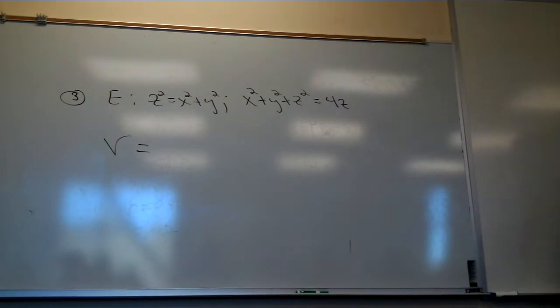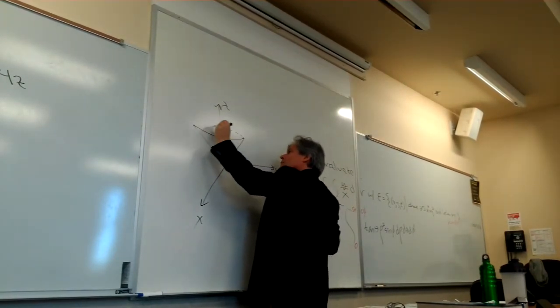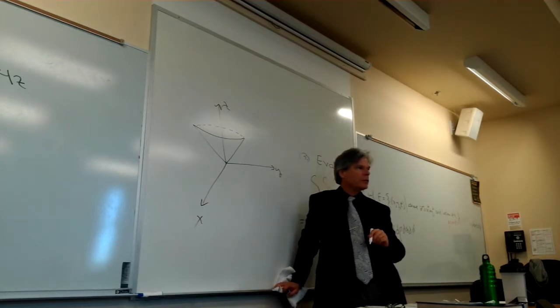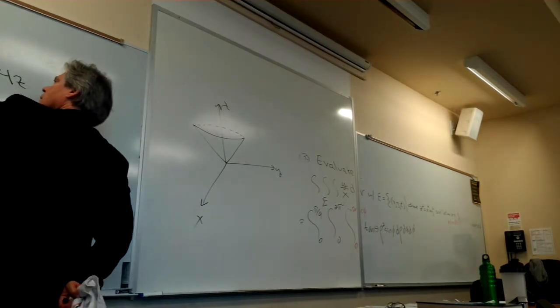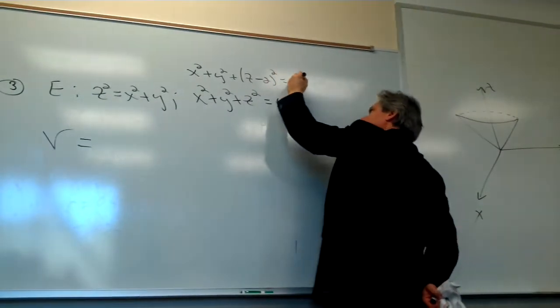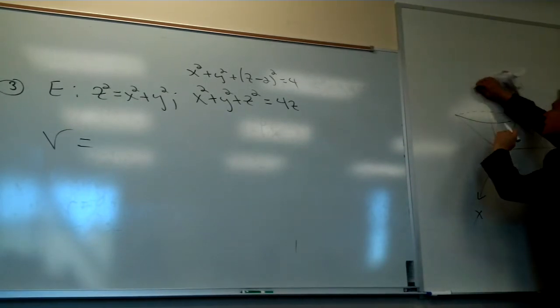The first half is just a cone. So here's my x-axis, here's my y-axis, here's my z-axis. I think I've got the same cone I had in the last example. What about the next geometric figure? You have to complete the square. What does that look like? The sphere of radius 2 shifted 2 units up. So I think if I tack that on, I get something like this.